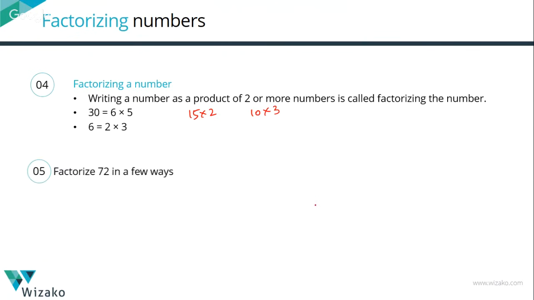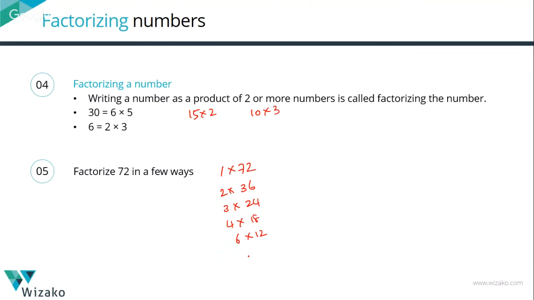Let's look at some larger number. Let's look at something like 72. Let's write 72 as a product of two numbers in a few ways. One very easy way to start is 1 into 72. Let's list down the factors in pairs. 2 into 36 is the second one. 3 into 24 is the third one. 4 into 18 is the fourth one. 6 into 12 is the next one. 8 into 9 is the last one.